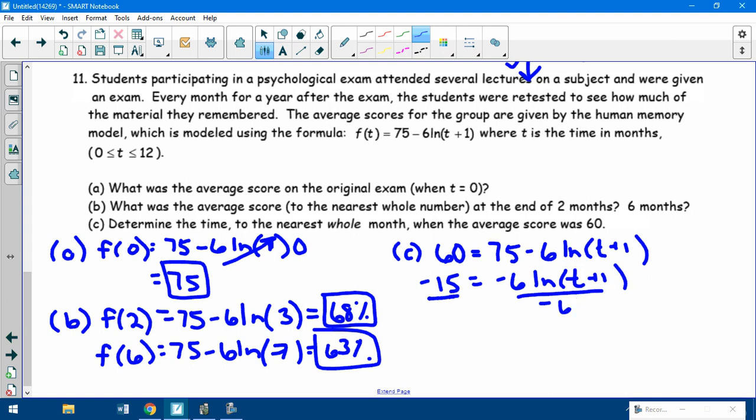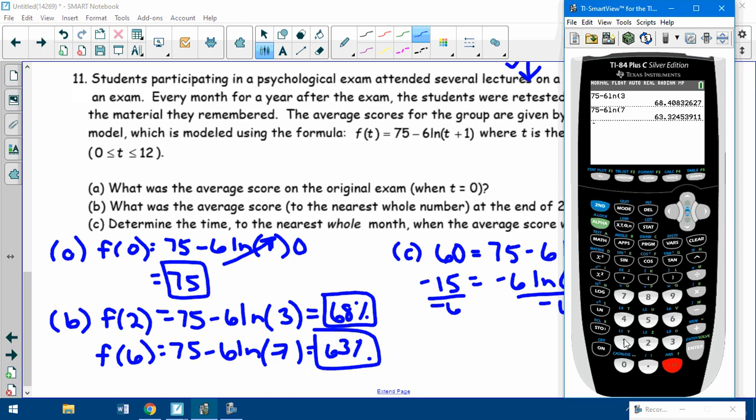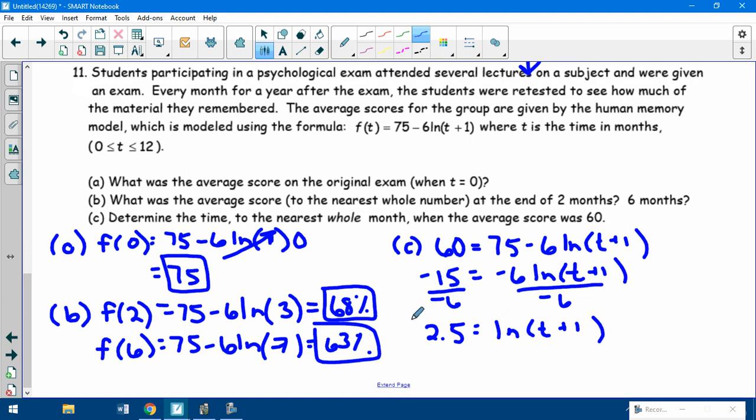Divide by negative 6, which isn't an awful number, I don't think. Negative 15 divided by negative 6 is just 2.5. 2.5 equals ln of t plus 1. Now, how do you get rid of an ln? You exponentiate by e, because ln is log base e. So that goes away. We have e to the 2.5 equals t plus 1.